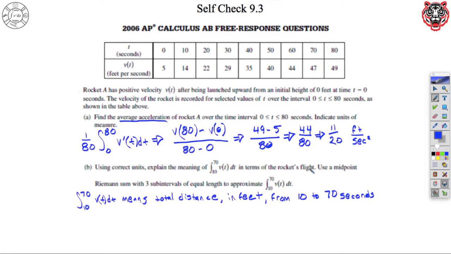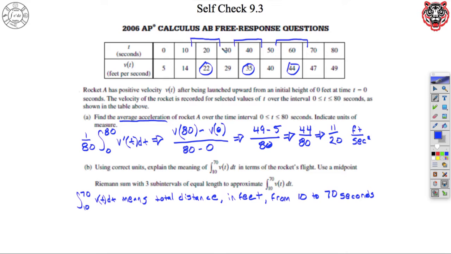All right, and use a midpoint Riemann sum with 3 subintervals of equal length to approximate this thing. Okay, so our 3 intervals are here, here. Oh, I apologize. It's from 10 to 70. So 10 to 30, 30 to 50, and 50 to 70. There are our intervals. You have to start at 10 and end at 70. All right, and here are the heights for those midpoints. That is the point in the middle.